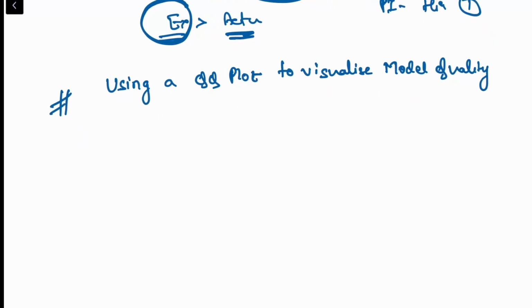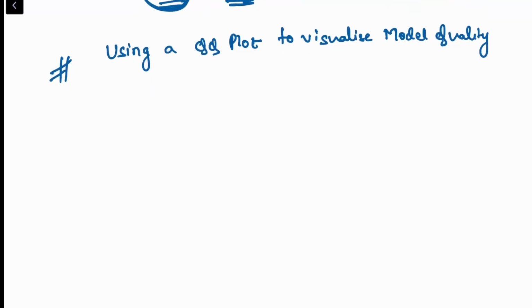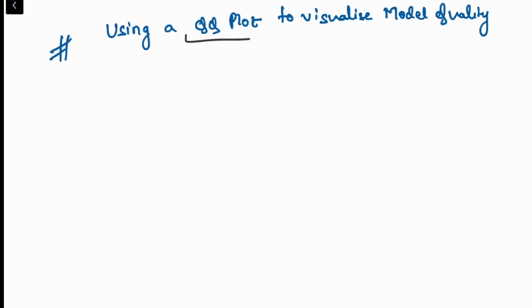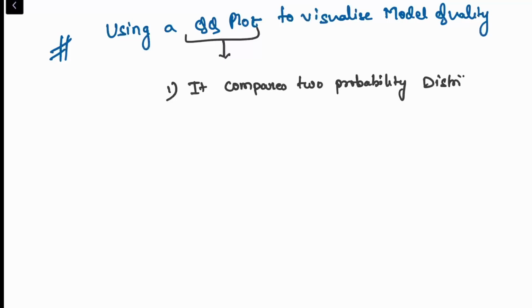Now, rather than looking at just a normal histogram, we can compare the PIT distribution using a QQ plot. First, let us understand what a QQ plot is. Write down point number 1: it compares two probability distributions.